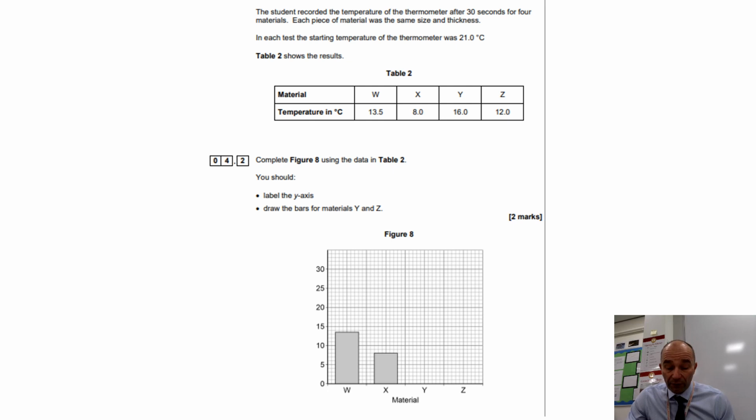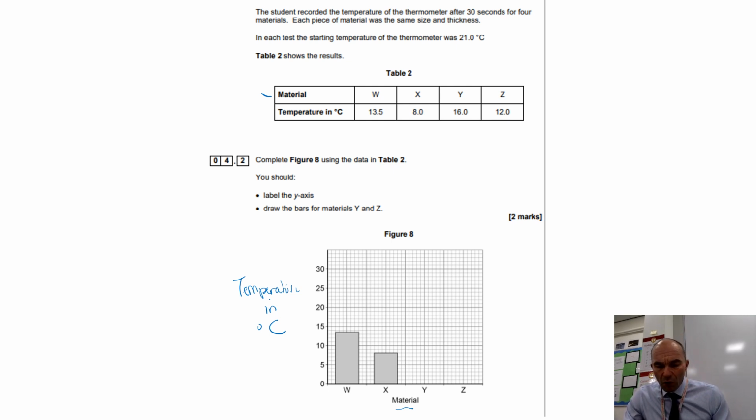Now, the first thing you need to do is label the y-axis. Now, if you look at the x-axis, which is material, there's a material in the table. When you have to label any of the axes, just use the labels that they use in the table. So here we've got temperature in degrees C. You have to include the unit there to get the mark. So there's our first mark.